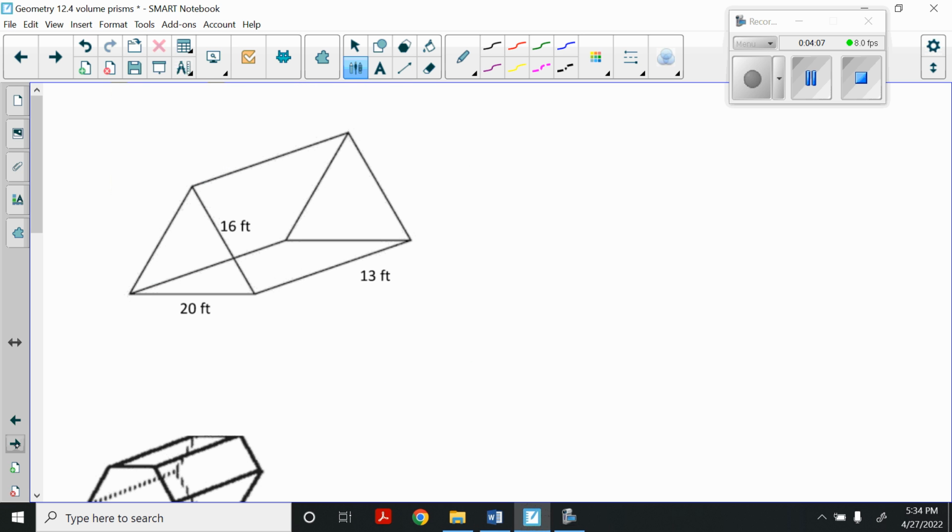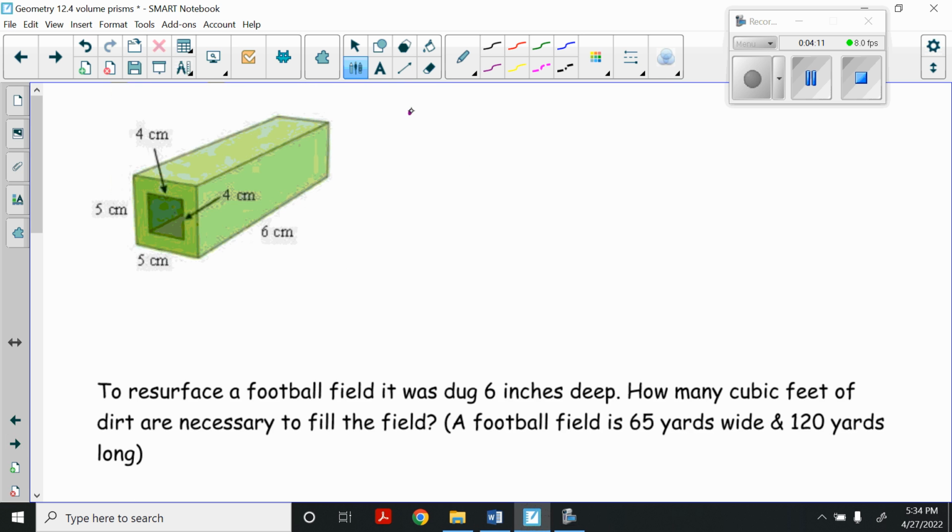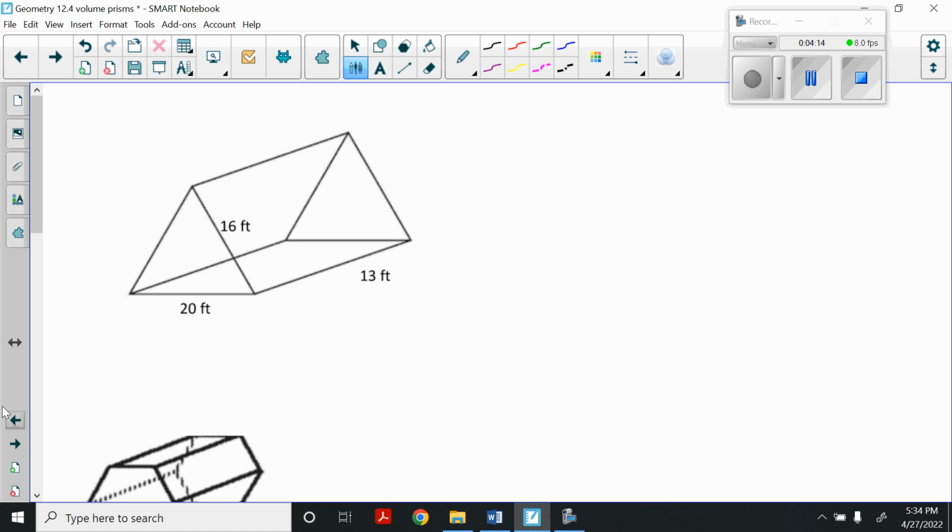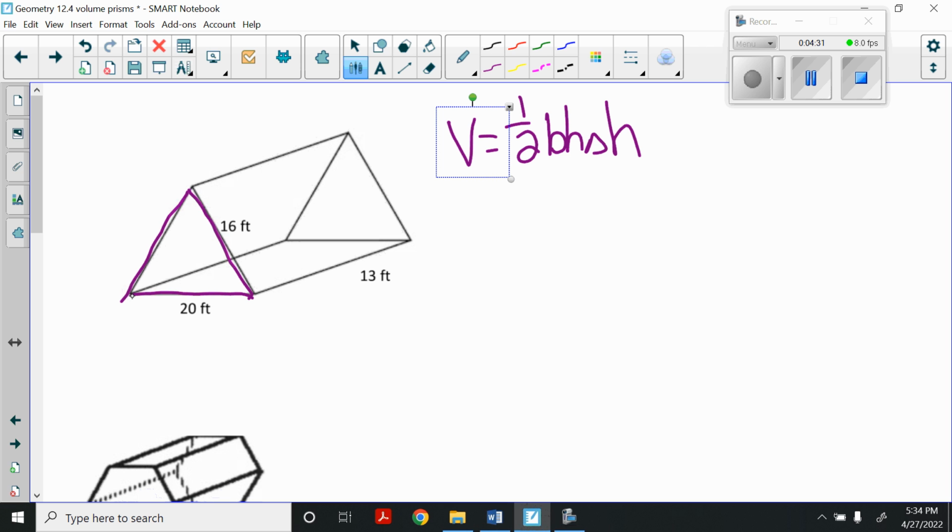So now we flip it over. We have a triangular prism. So for the volume of a triangular prism, the area of the base, it's a triangle, so the area of a triangle is 1/2 base times height of the triangle, times the height of the entire prism. So if I look at this triangle, this is what I'm trying to find the height of, right here.